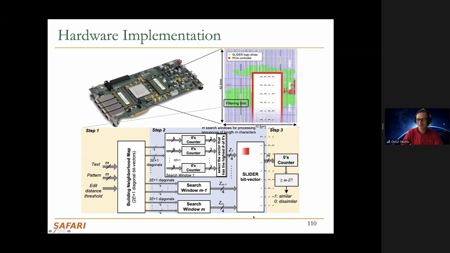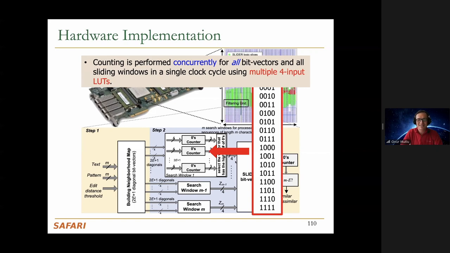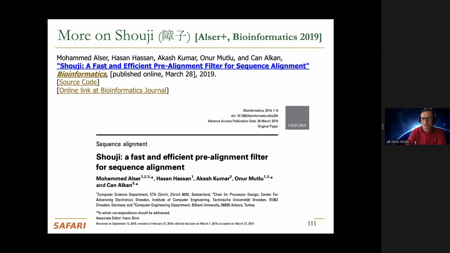We used to call it Slider. That's why it's called Slider over here. And then we use the Japanese sliding door name. And because you can count, you can do this counting for all bit vectors and all sliding windows in a single clock cycle using lookup tables, essentially four-input lookup tables. And for more detail, we've released everything, so the source code is readable also. And I'm happy to talk about this more.